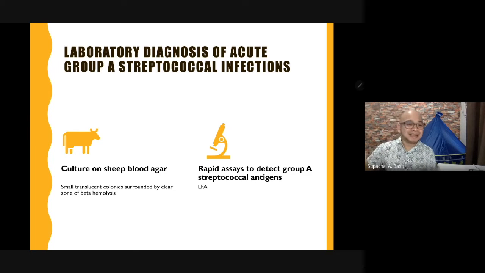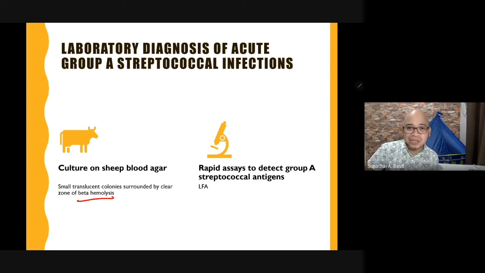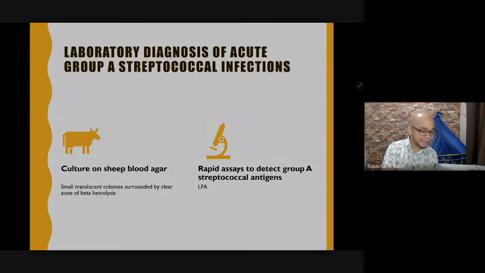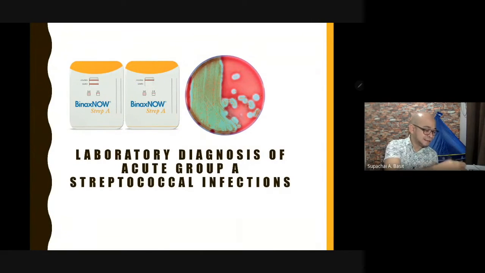to culture the streptococcus on sheep's blood agar. And since they are beta hemolytic, you'd be able to see translucent colonies surrounded by colorless zone. So if you recall, when you say beta hemolysis, we are referring to complete type of hemolysis. Now, to determine also whether it's a group A streptococcal infection, we can do the lateral flow assay. So this is a rapid assay to detect group A streptococcal antigen. So the lateral flow assay is characterized by the double band.